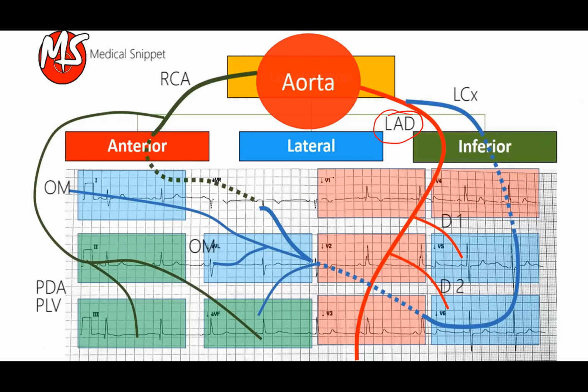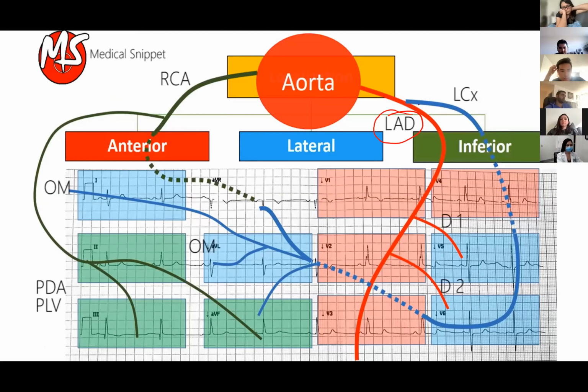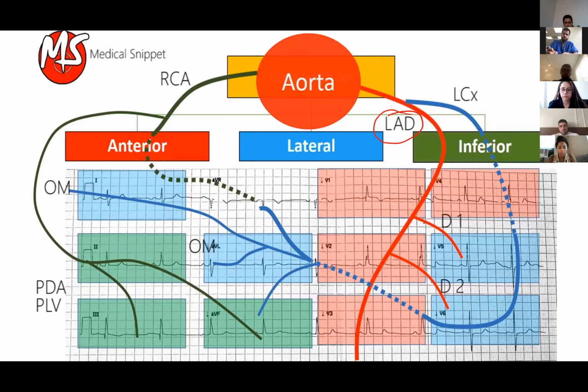He was pointing out that the LAD territory was the one affected, and he was completely right. So V1 to V4 is going to be your anterior wall, which is always by the LAD. Now, as you can see, it can also be diagonals that go to the lateral wall, and that's why this patient in particular had basically an ST elevation in all those leads.